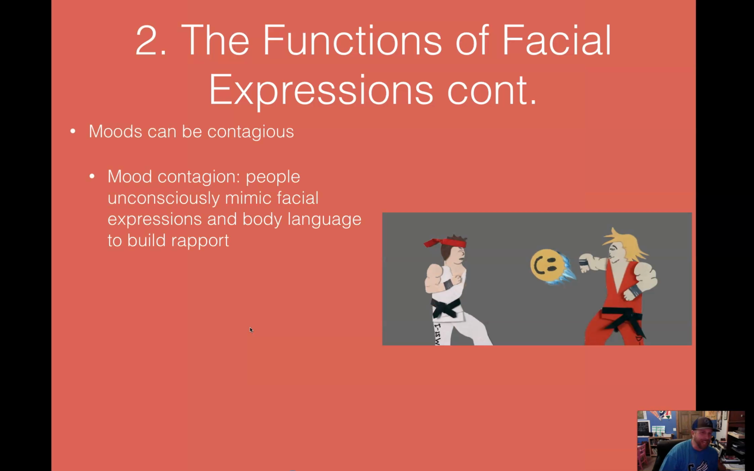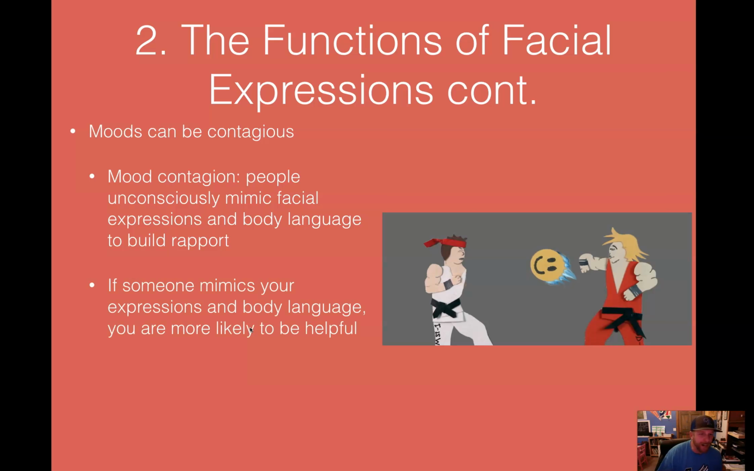So moods can be contagious. Mood contagion: people unconsciously mimic facial expressions and body language to build rapport. If the whole nation is in something called the Great Depression and everyone's down psychologically, it's contagious and it spreads. When everyone's cooped up at home because of the coronavirus and the quarantines, it's going to spread. We have to be happy. Put a smile on that face.